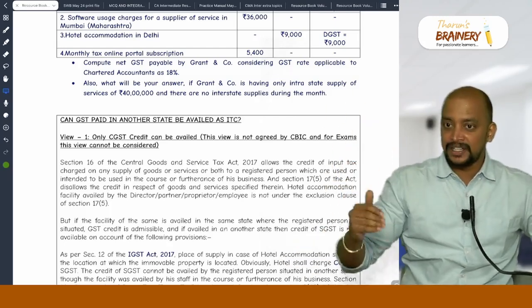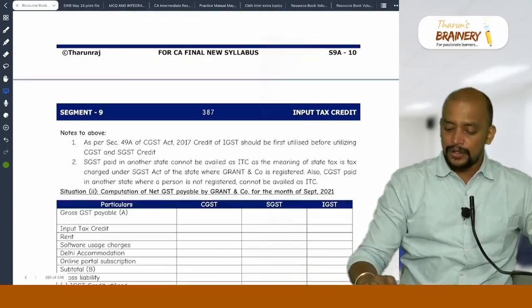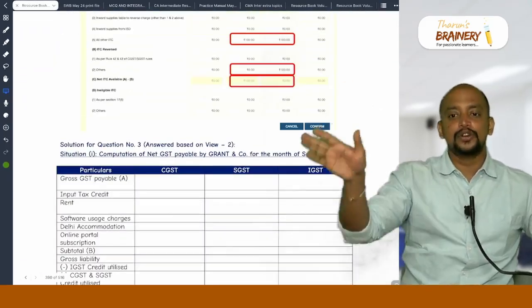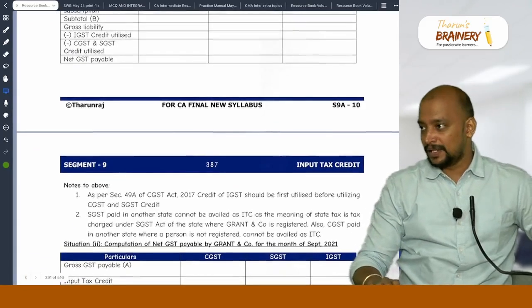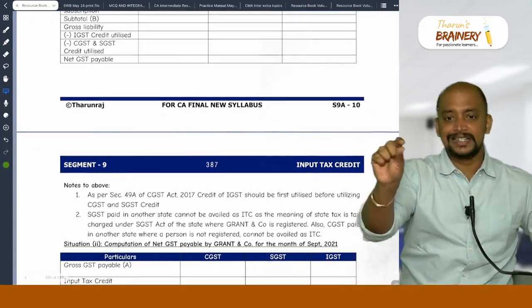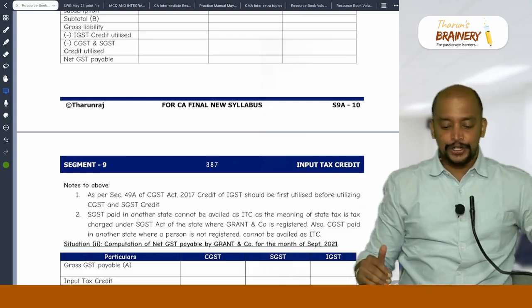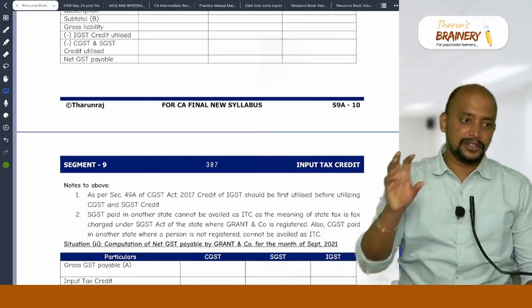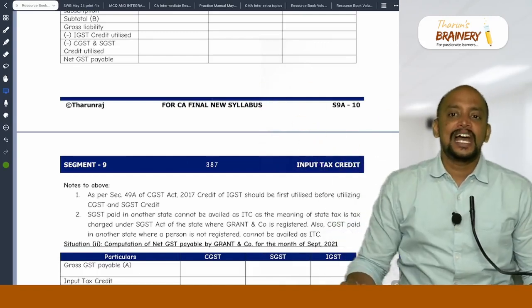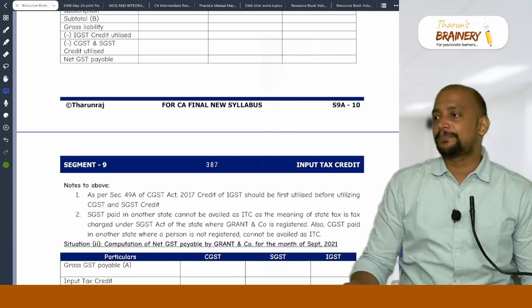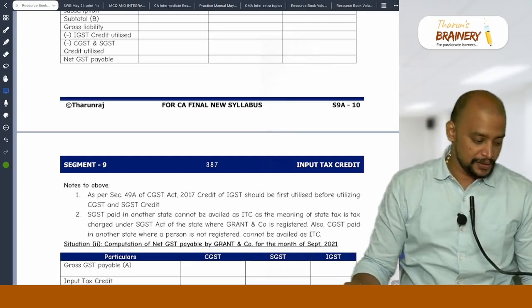Already I explained everything. I gave the format below. Just these two formats you update and you see what is the net GST payable. And tomorrow we'll just discuss the answer and we'll move on to the next chapter. So actually I thought of starting today, but I completed this portion. So tomorrow's class I will start with segment 2, that is supply under GST. Okay. Thank you. We'll meet tomorrow.